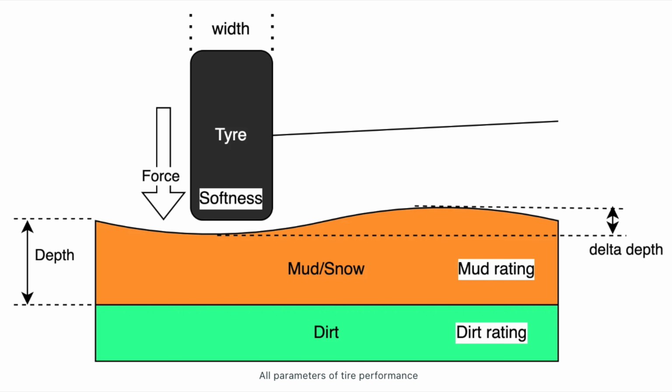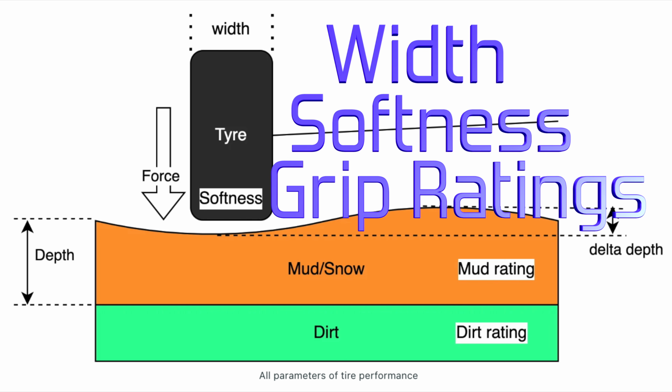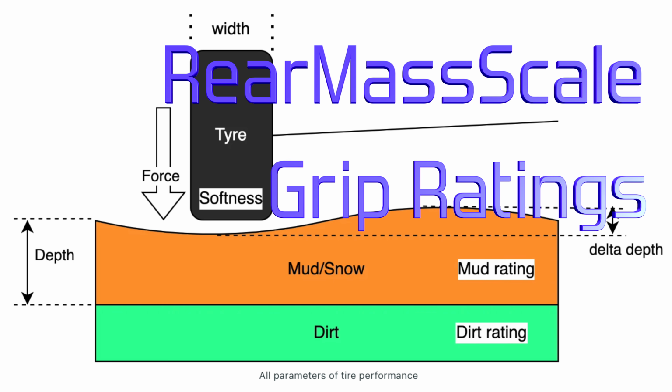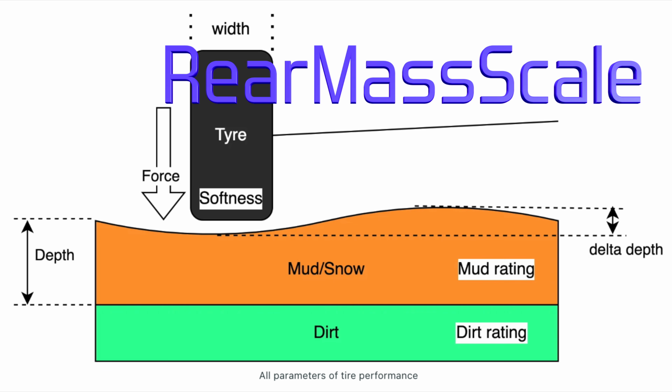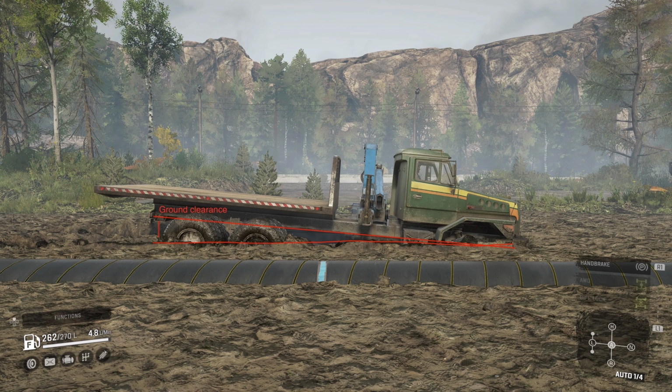Each tire has a unique set of parameters: width, softness, ratings of asphalt, dirt and mud performance, and only for rear tires sometimes a rear mass scale factor. In our case, softness could be considered as a multiplier of width, so a soft tire basically increases the contact patch of the tire, while a stiff tire leaves it as it is. The difference is not too big, not more than 20%. There is also a vehicle collision model that could make you stuck, or simply the ground clearance.